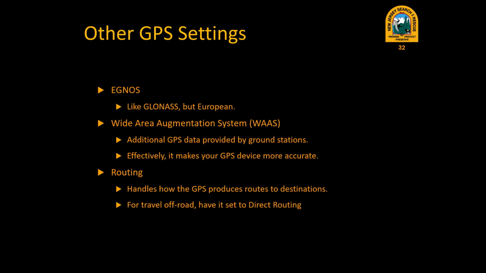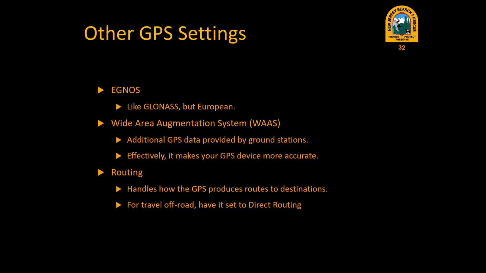Also, many GPS devices have a routing method. This handles how a GPS will produce a route to a destination. For example, if you enter headquarters in your GPS as you're driving to a drill, the route that it takes you on roads is the same type of route this could create.